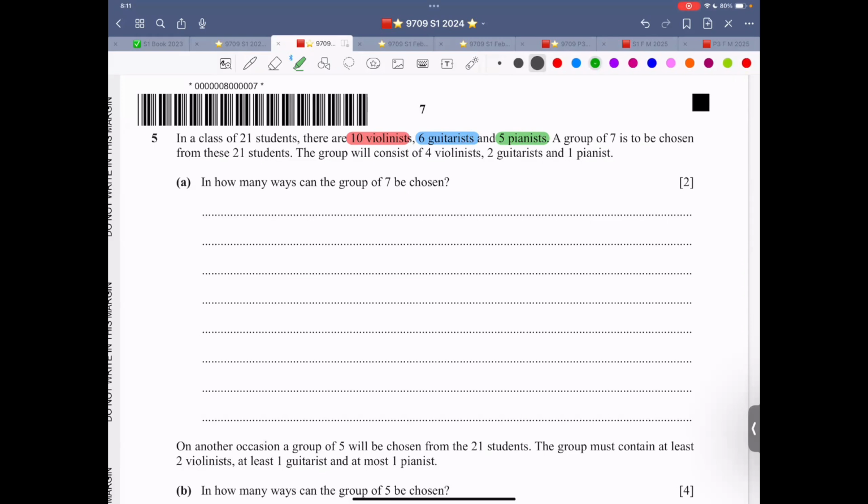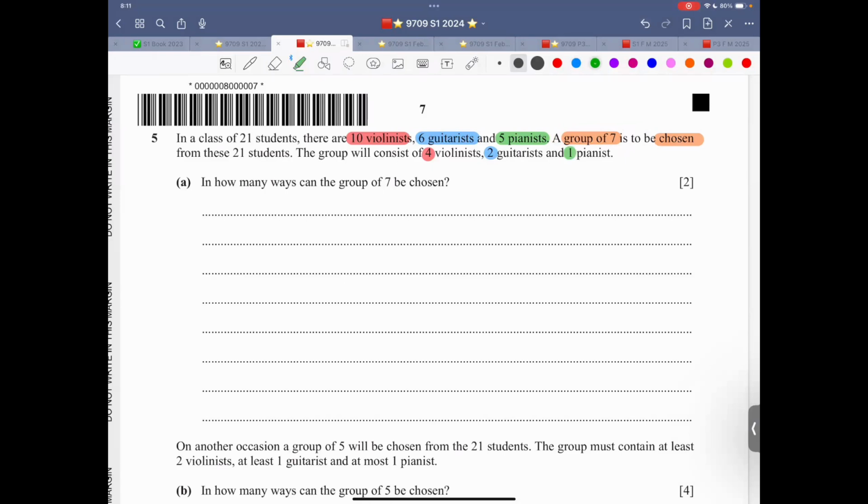A group of 7 is to be chosen from 21 students. So now focus on this, a group of 7, and this is about combination. We already had a question about permutation early on, the algebraic one. A group of 7 is chosen from these 21. The group will consist of what? The group will consist of 4V and 2G and 1P.